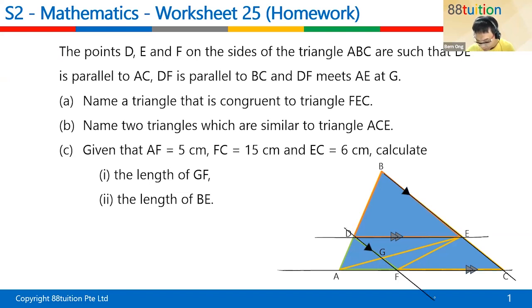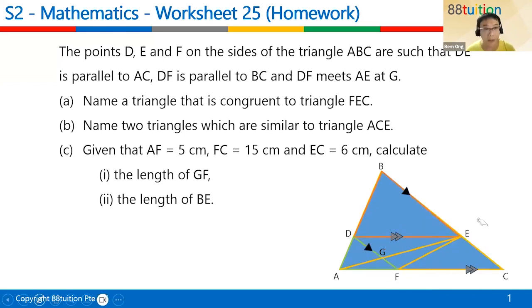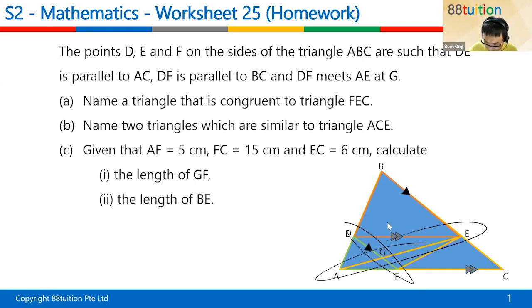Children, can you see something? If there are two pairs of parallel lines, it means that this portion here is a what? A parallelogram. Do you know that this one is a parallelogram? You have two pairs of parallel lines, so it makes it a parallelogram. They say DF is parallel to BC, DF meets AE at G. Correct.